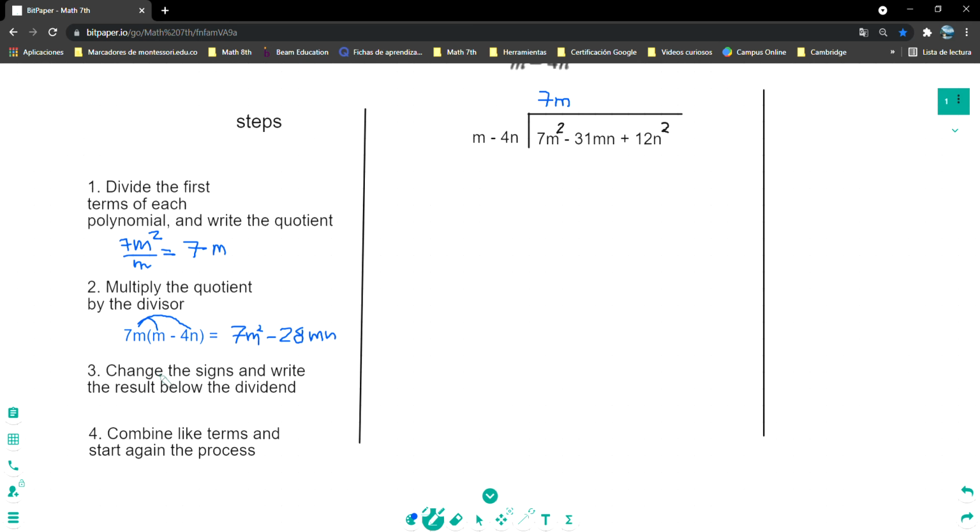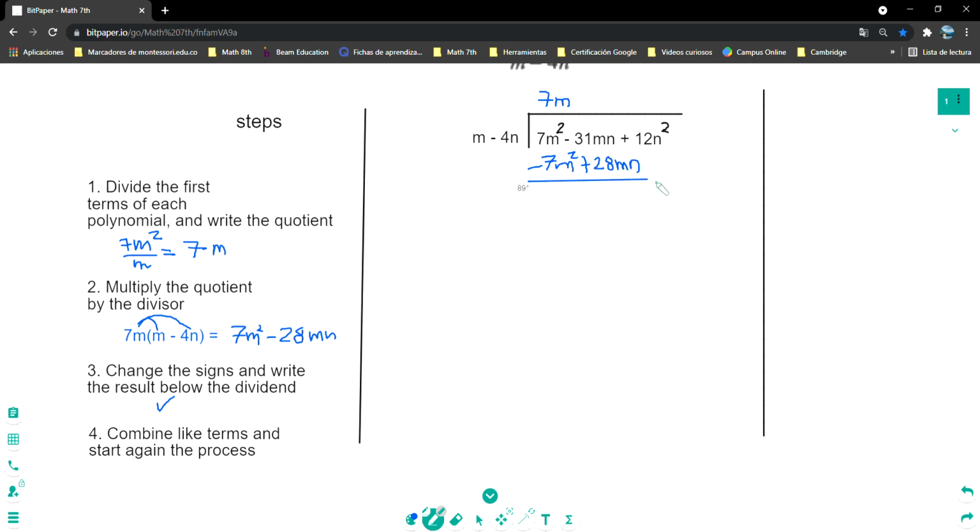And then we change the signs and write the result below the dividend. So we are going to change the sign. That will be minus 7m squared below the corresponding like term. And then we have minus 28mn, so we change the sign. That will be plus 28mn.